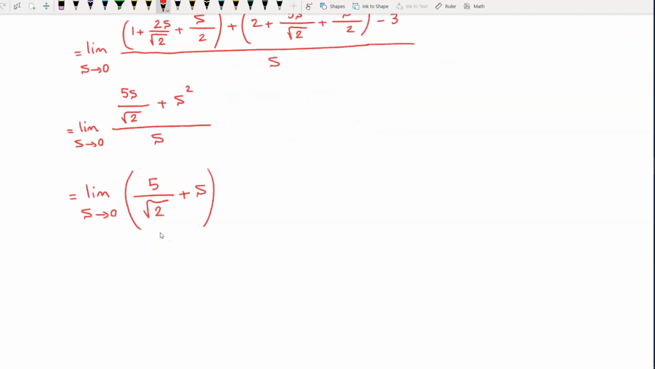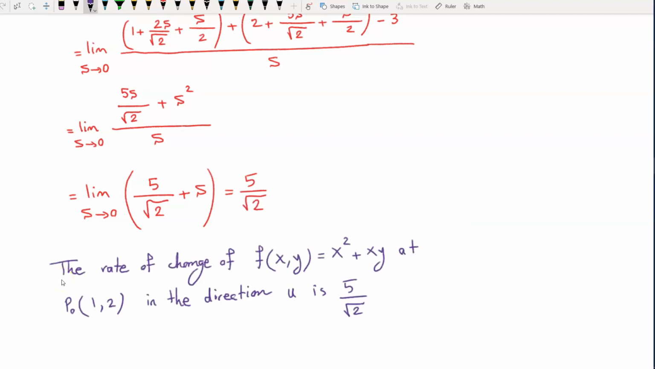After dividing by s, here we have the limit as s approaches 0 of 5 over square root of 2 plus s. So this is equal to 5 over square root of 2. So the rate of change of f of x, y equal to x squared plus xy at P naught, which is the point (1, 2), in the direction u is 5 over square root of 2.